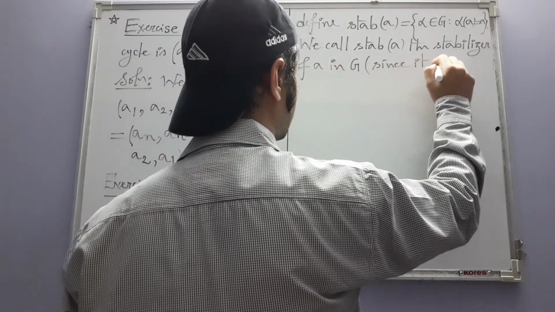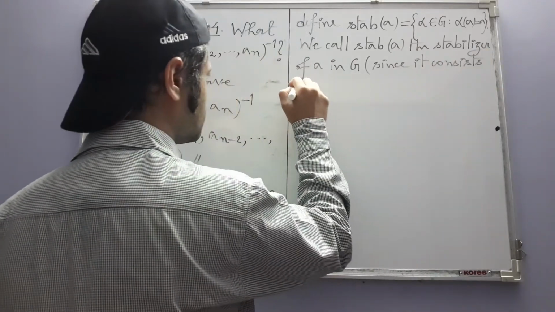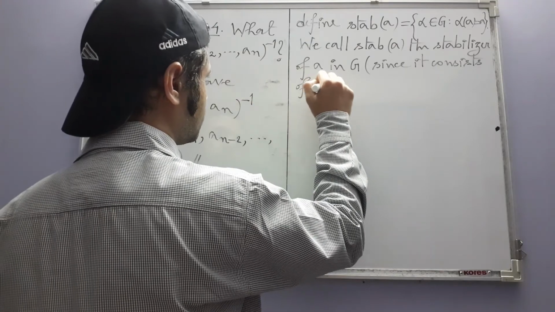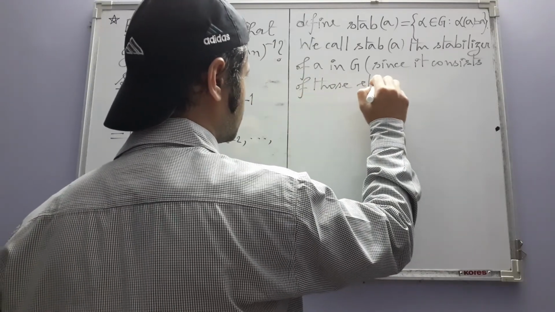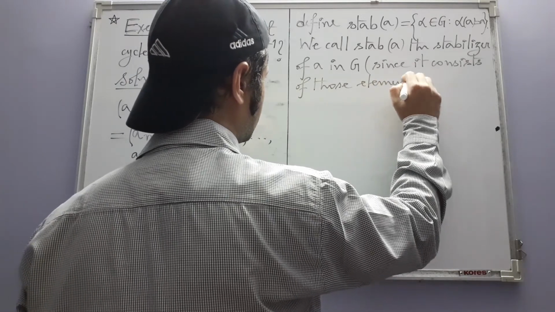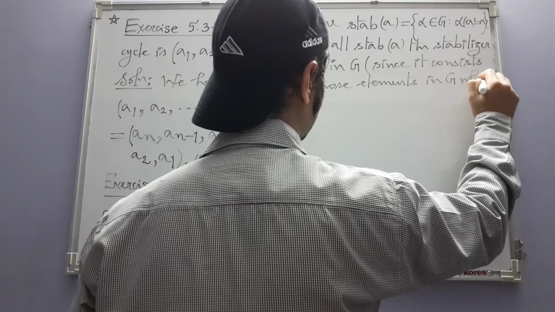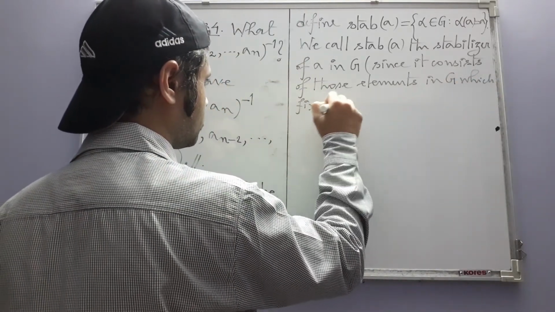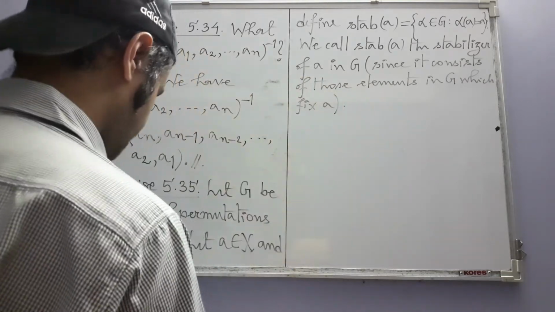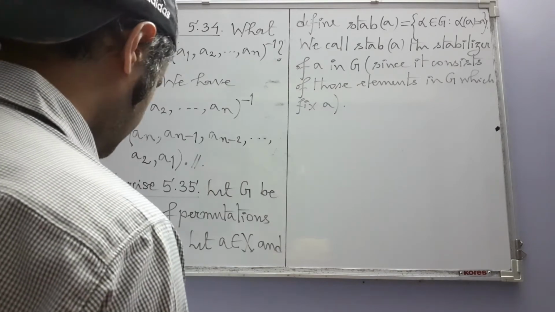Since it consists of those elements in G which fix A. Now what do we have to do? Prove that this stab A is a subgroup of G.